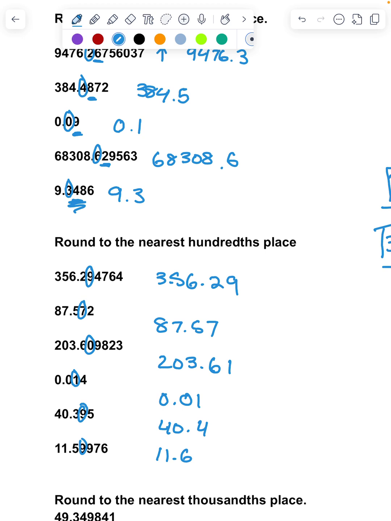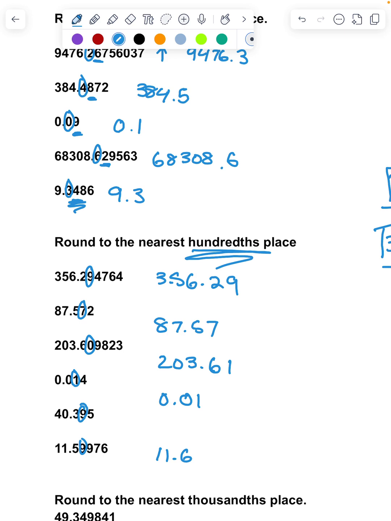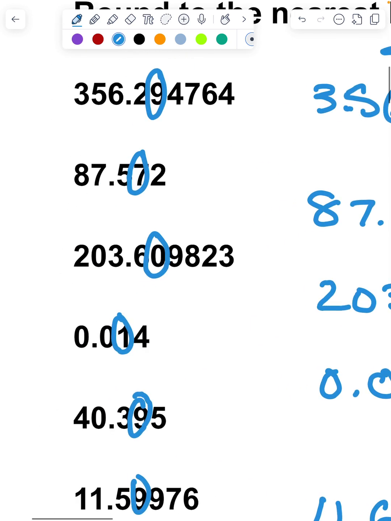All right, so hopefully these are your answers. Let's talk about these two in particular. I was supposed to round to the nearest hundredths place, so why do I only have one number after the decimal? Well, let's take a look. Let's go back to the original here, 40.395.